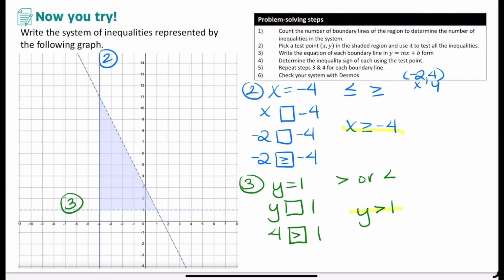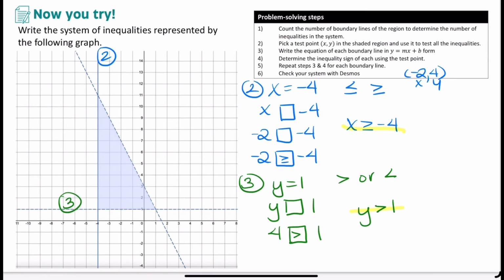Then I found the second inequality. That is a vertical line, so I know it's going to be an x equals equation. It's x equals negative 4. So when I plugged in the x from my test point, I had negative 2, and I know that negative 2 is greater than or equal to negative 4. So that's how I got x is greater than or equal to negative 4 for my second inequality.